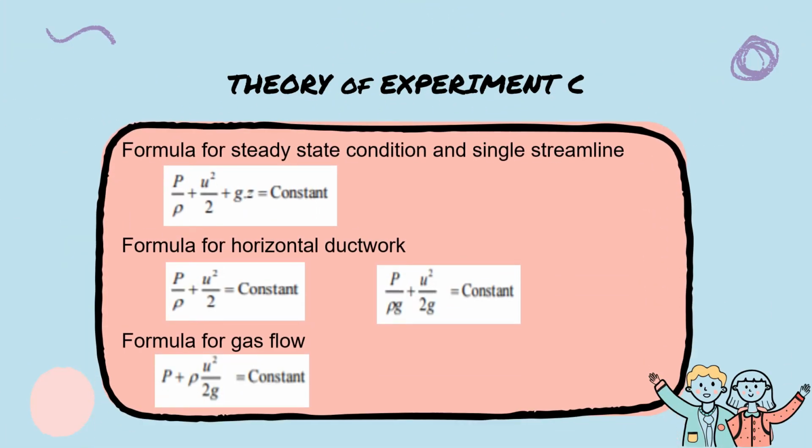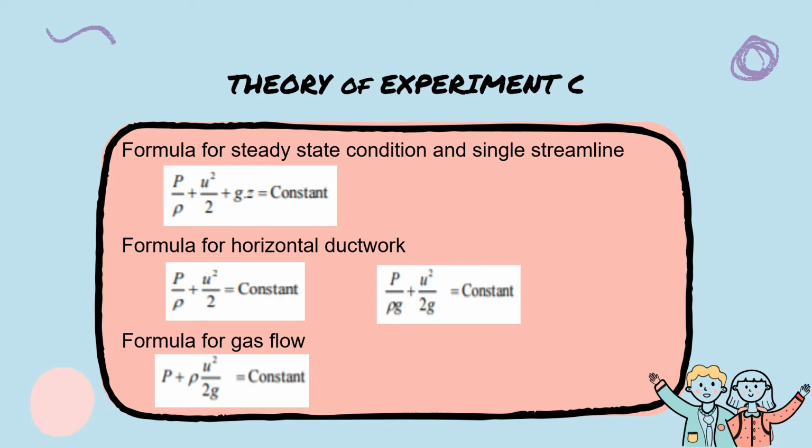Next, for experiment C, we will test the Bernoulli theorem in order to determine the energy, but there are several cases that need to be considered, which are the steady state condition and single streamline, horizontal ductwork, and gas flow. This is as shown in the slide. All those three conditions will have different types of formula in order to get the pressure difference.